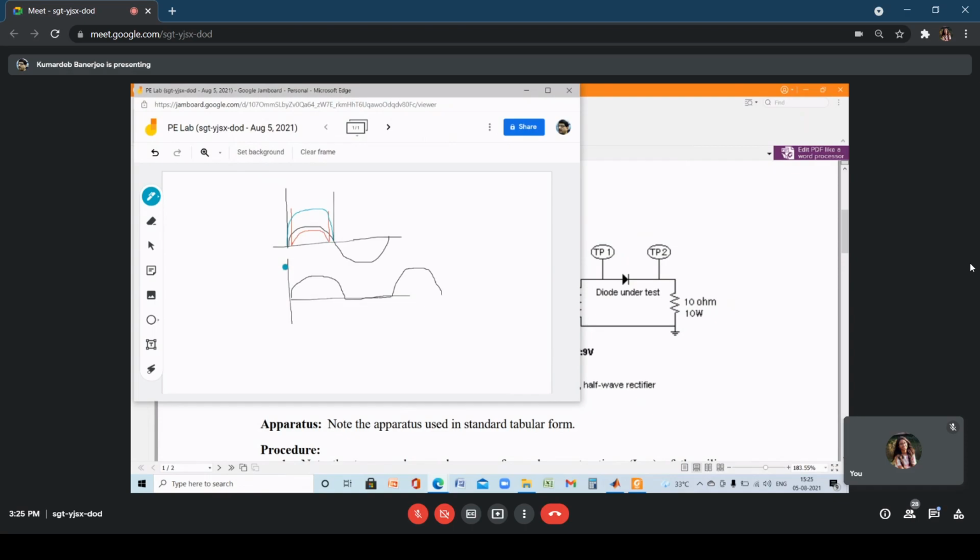What we have changed is, we have not changed the frequency. We cannot change the frequency. It's the mains frequency. But we have changed the amplitude of the signal. So what is your reading? Say, if I draw a line, this is your conduction point, okay? So this is 0.7 volt.